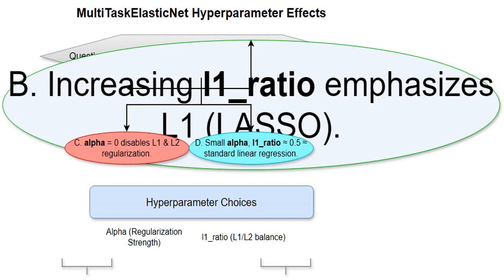That's true. The l1_ratio hyperparameter directly controls the balance between L1, lasso, and L2, ridge, regularization. When you increase l1_ratio, closer to 1, you put more weight on L1 regularization, which is known for creating sparse models, where many coefficients become exactly zero.